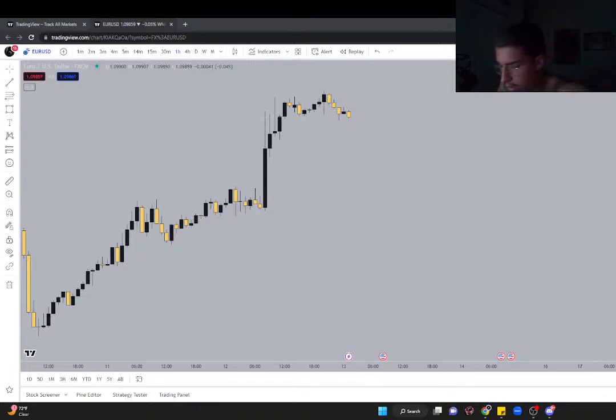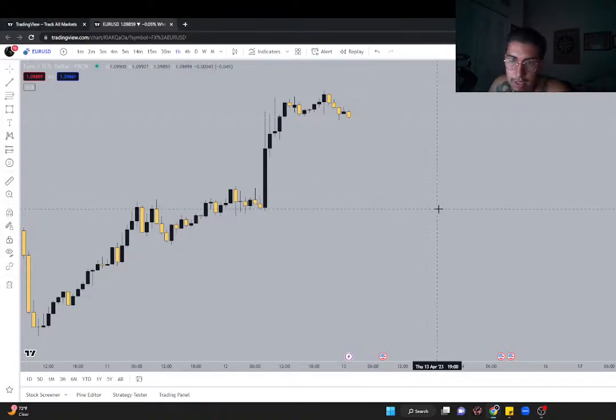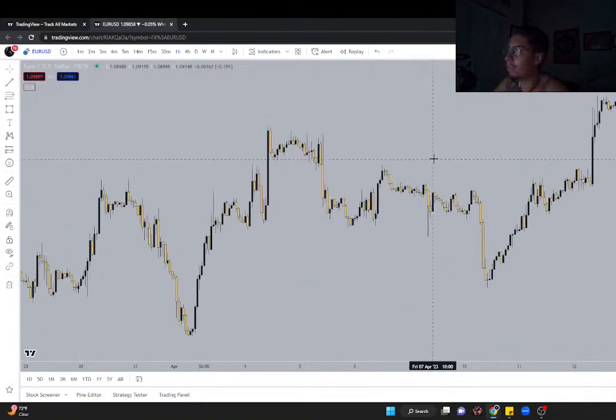All right, so I'm currently holding some EUR/USD shorts right now, and I'm going to show you guys exactly what it is that I'm looking at, and you guys can tell me what you think. Right, so looking at USD, this is what I see.